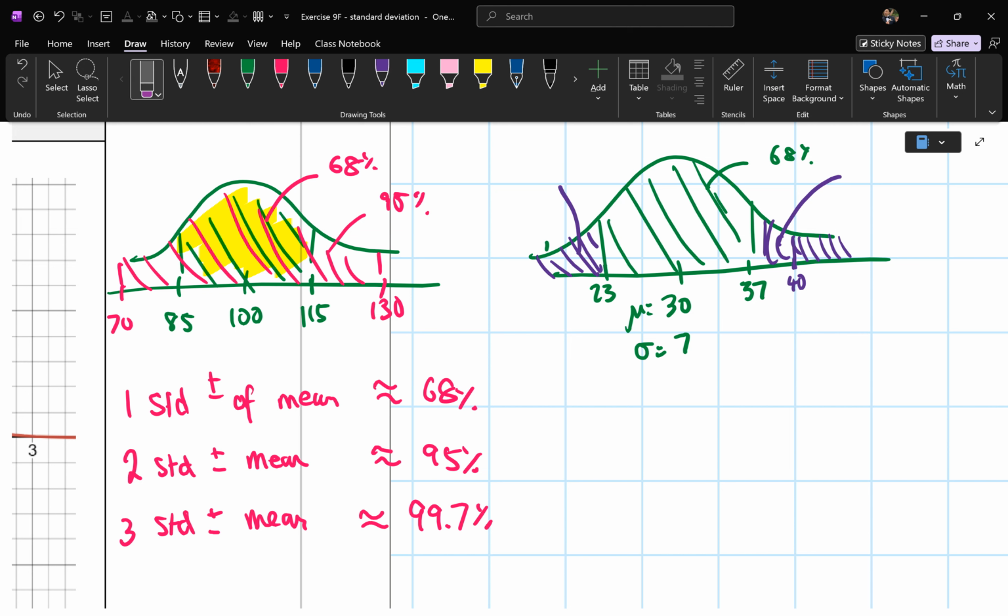We can calculate it. If 23 to 37 is 68, what are these two added together? 32, because it's symmetrical. If this is 68, together it has to add up to 100, so that means there's 32. But if it's symmetrical, what's 32 shared equally? 16. So this is 16%.